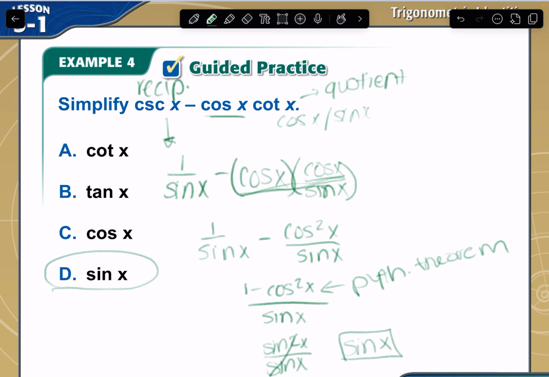So, tomorrow we will look at examples 5, 6, and 7, and looking at more examples that use all of the trig identities. Some of them ask you to do some different things, so we will look at those tomorrow.